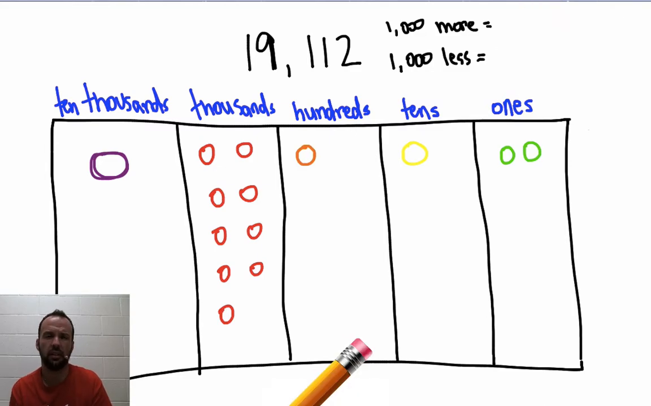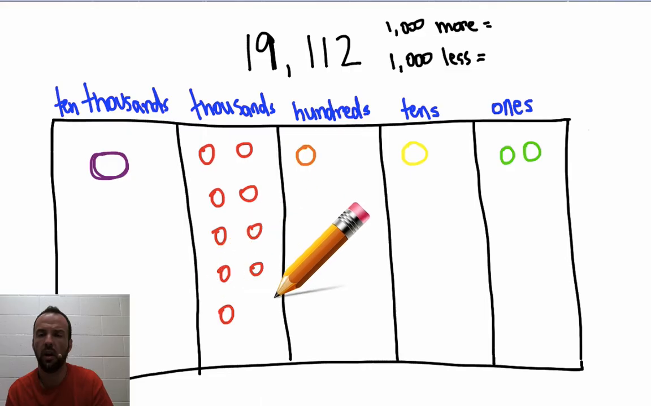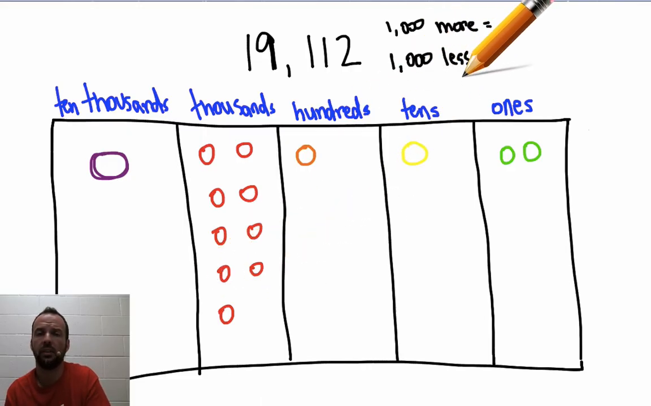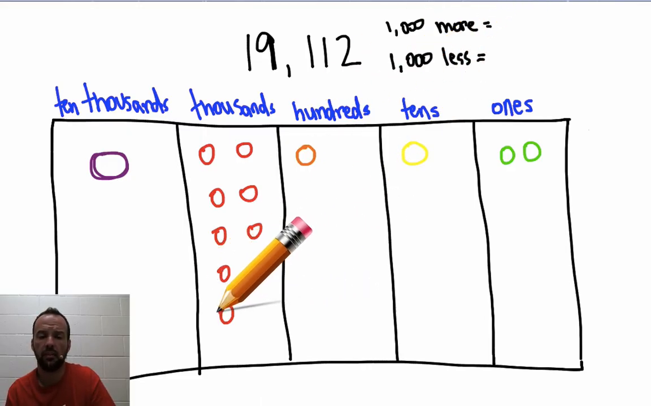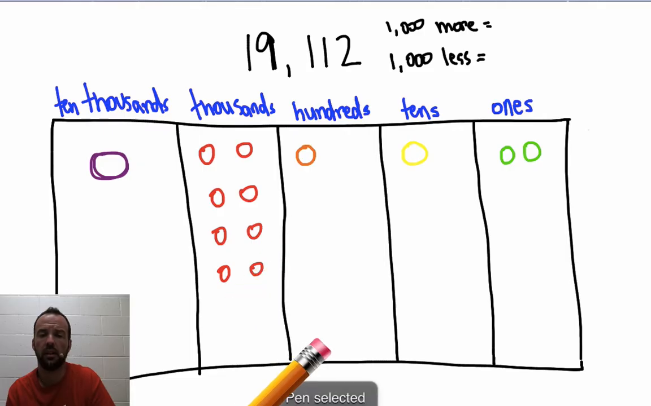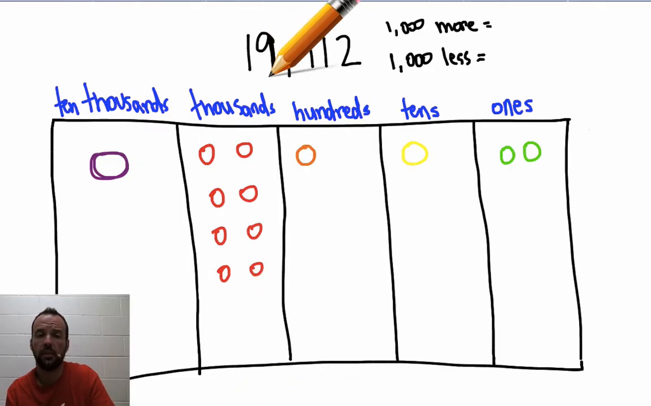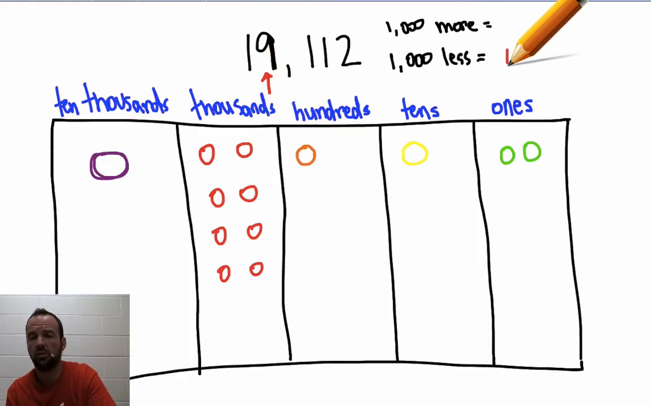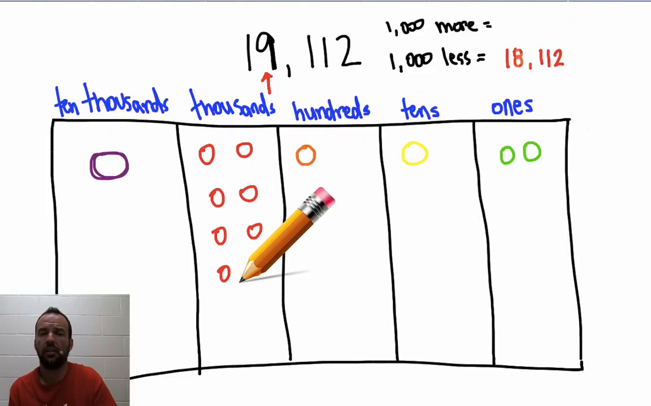All right, heard some good discussion out there, so you guys doing some good things. So I'm going to start with my 1,000 less. So if I had 1,000 less, I'm just going to erase this 1,000 here. How would that change my number? Well, it would change my thousands place from a 9 to an 8, because now I only have 8 of those. So this would change to still have my 10,000. Now I only have 8,112. Okay, so that thousands place just decreased by 1,000. And my new number is 18,112.